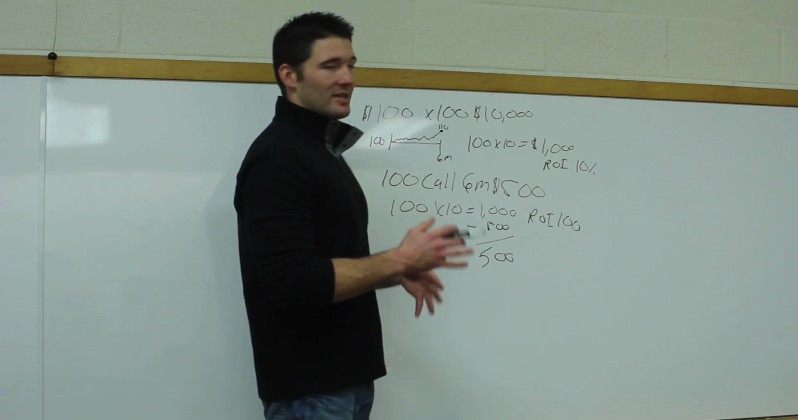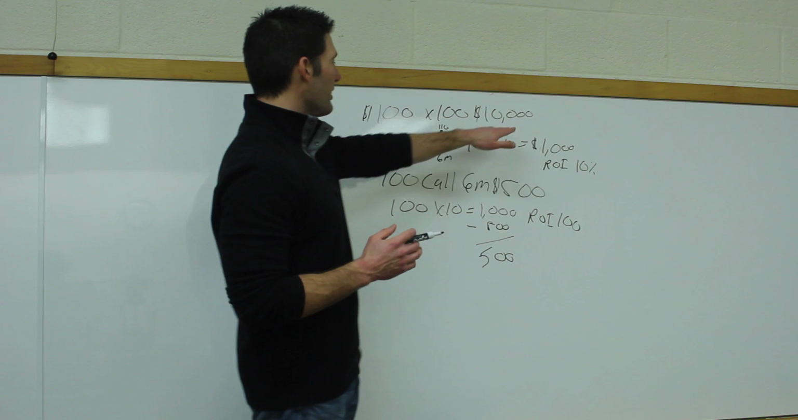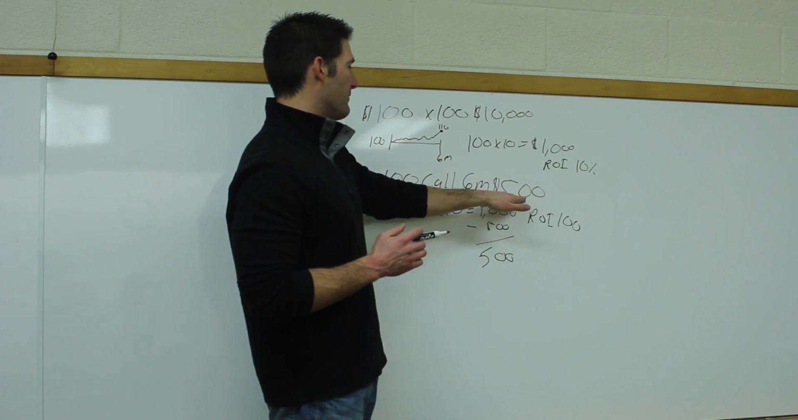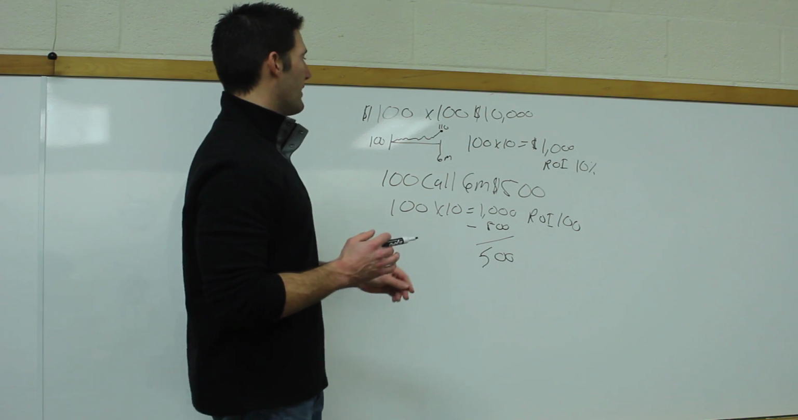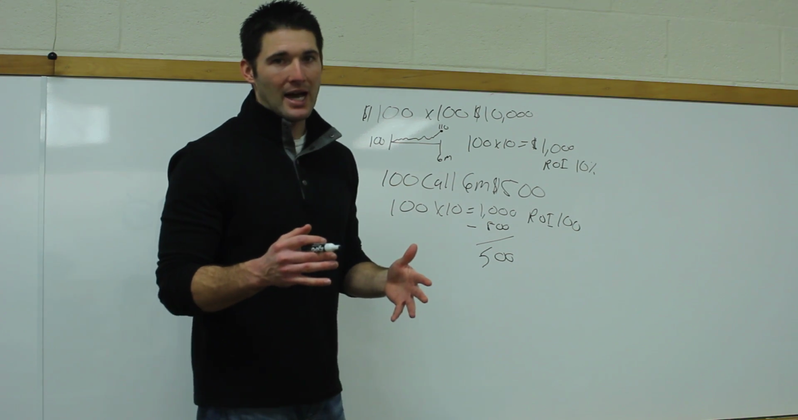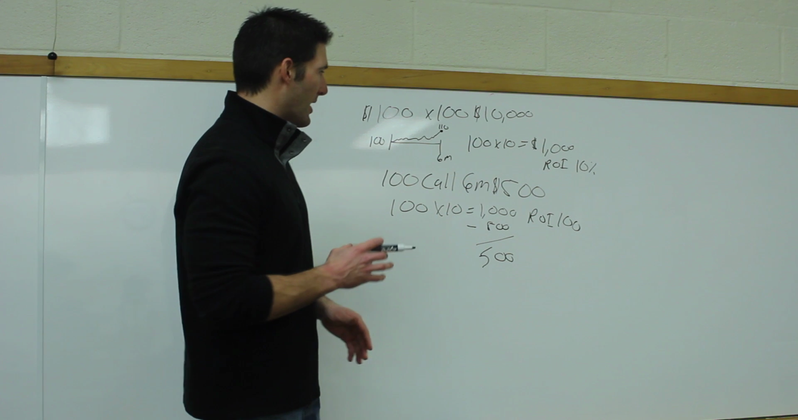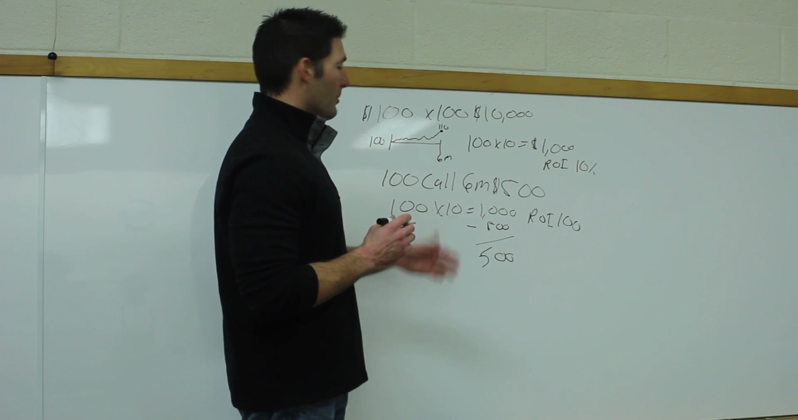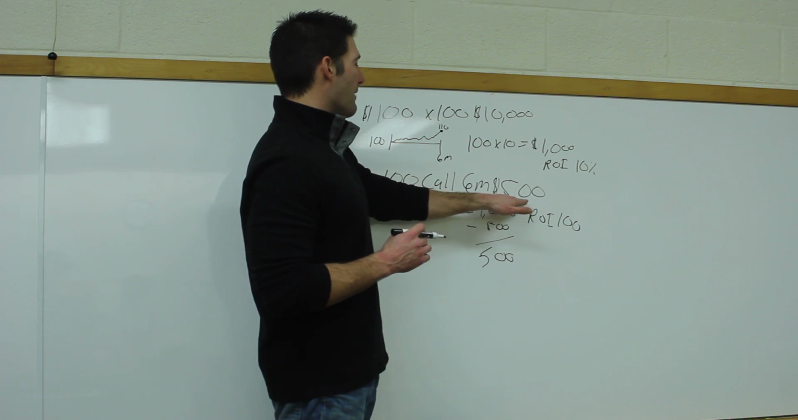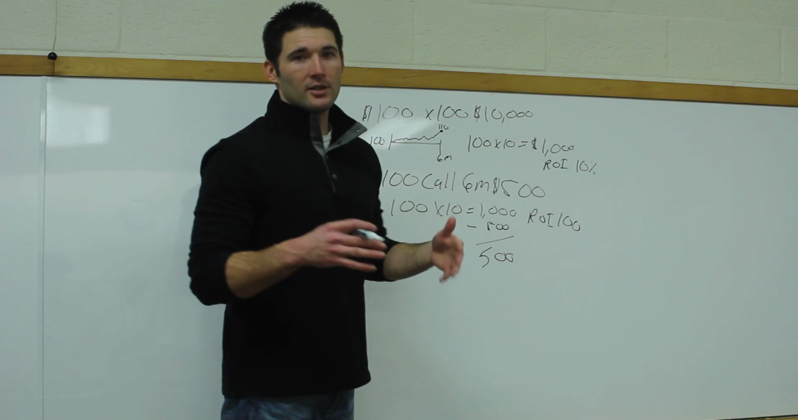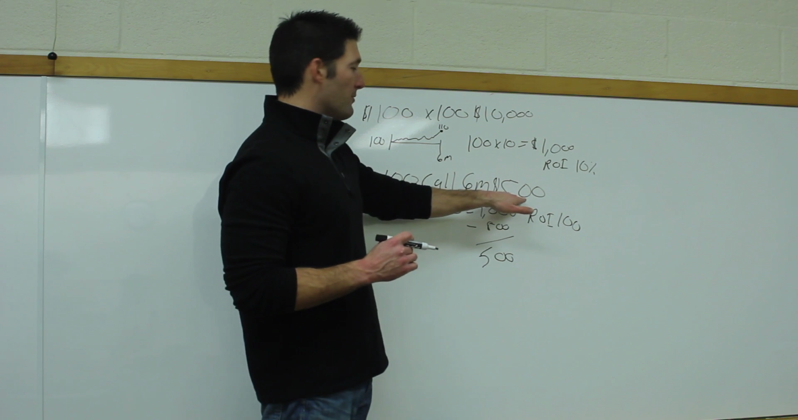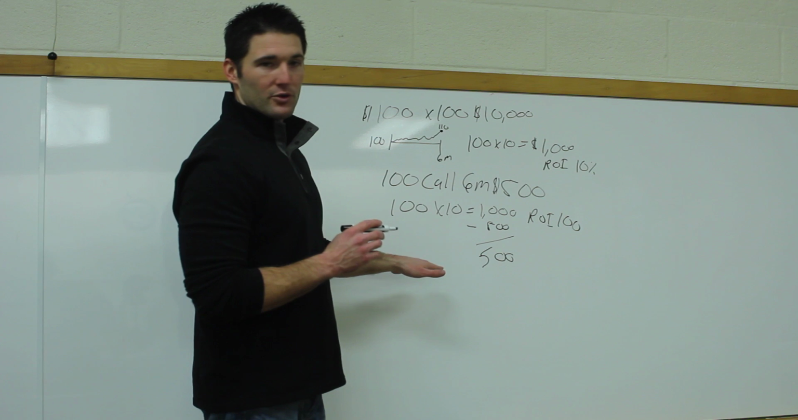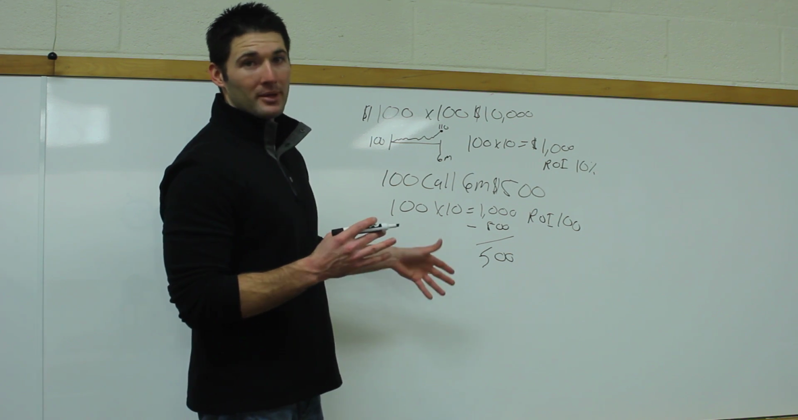This example is not 100% fair, because up here we invested $10,000, and here we only invested $500. So what if we invested the same $10,000 into buying options contracts? Well, then we would be able to buy how many options contracts at $500 apiece for $10,000? 20. 20 times 500 is 10,000. So we would have 20 option contracts.